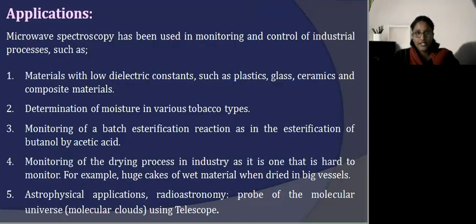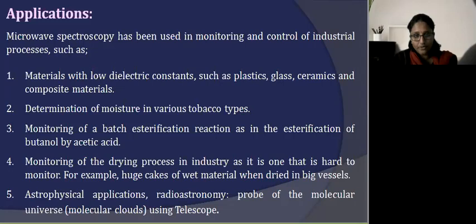Coming to the applications of microwave spectroscopy, it has been used in the monitoring and control of industrial processes, for materials with low dielectric constants such as plastic, glass, ceramics, and composite materials. It is used to help determine the percentage of moisture in various tobacco systems. And it helps us to monitor the batch esterification reaction, as in the esterification of butanol by acetic acid.